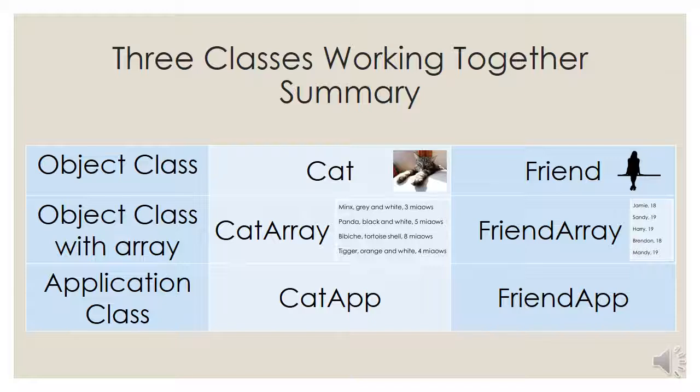So in summary, we have the object class, which is cat, then the object class with an array, catArray, and the application class CatApp. Or with the example of the friend, the object class is friend, the object class with an array is FriendArray, and the application class is FriendApp.